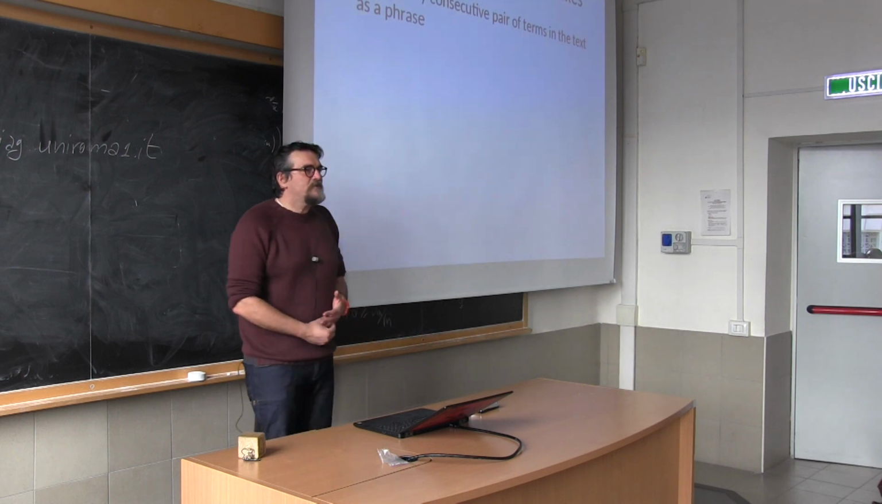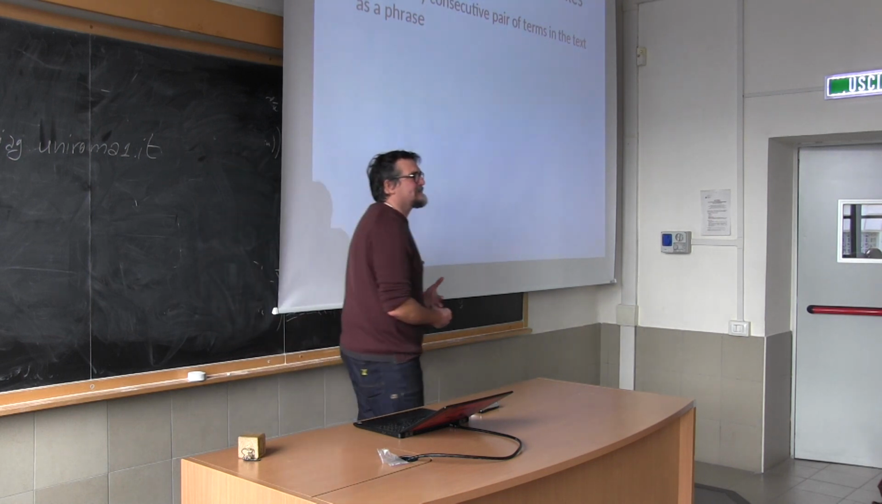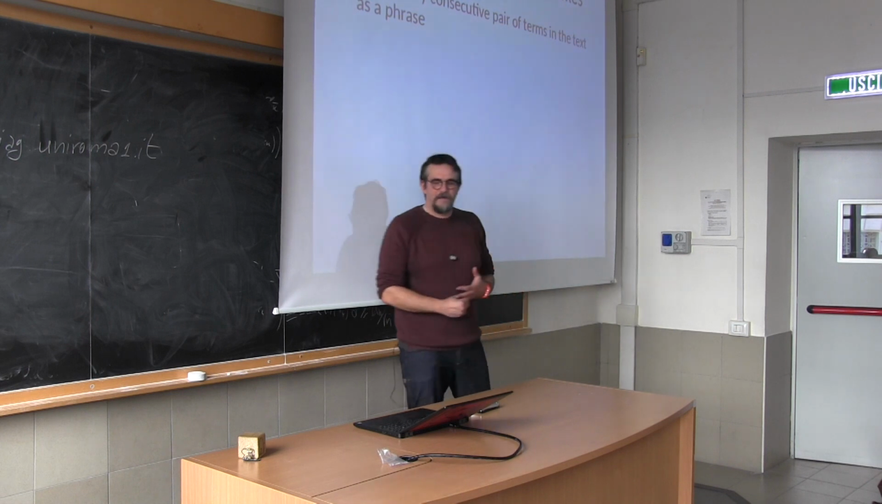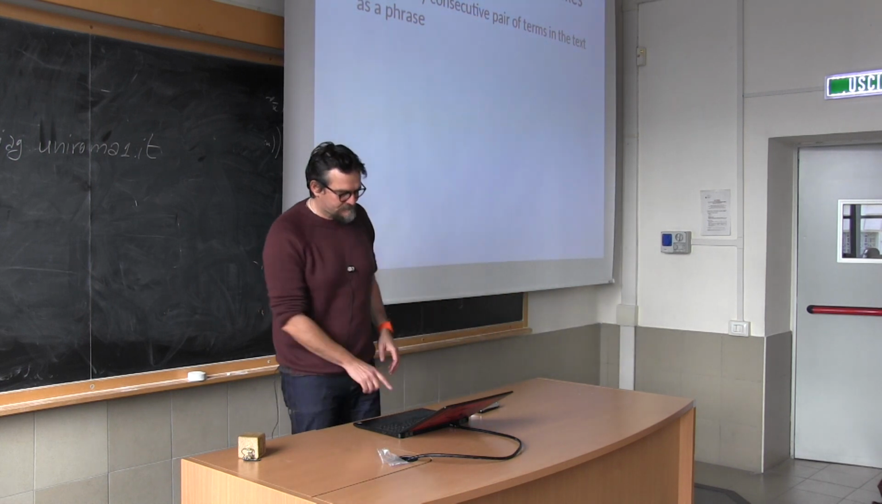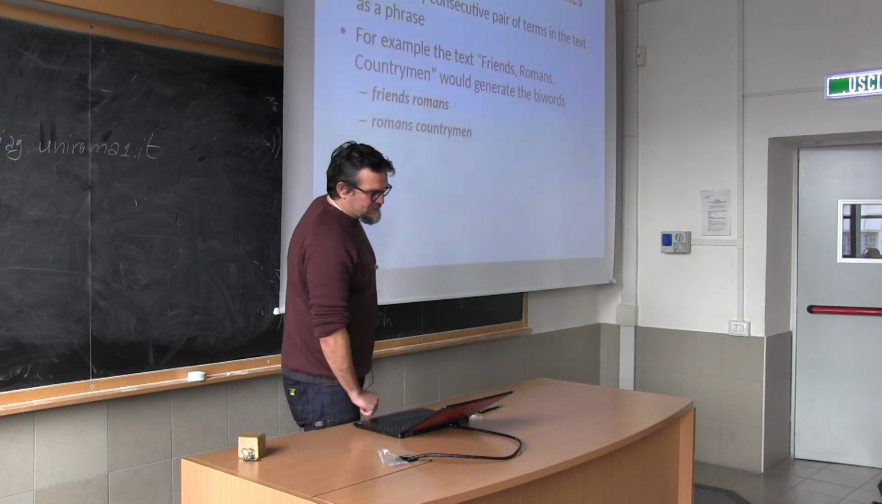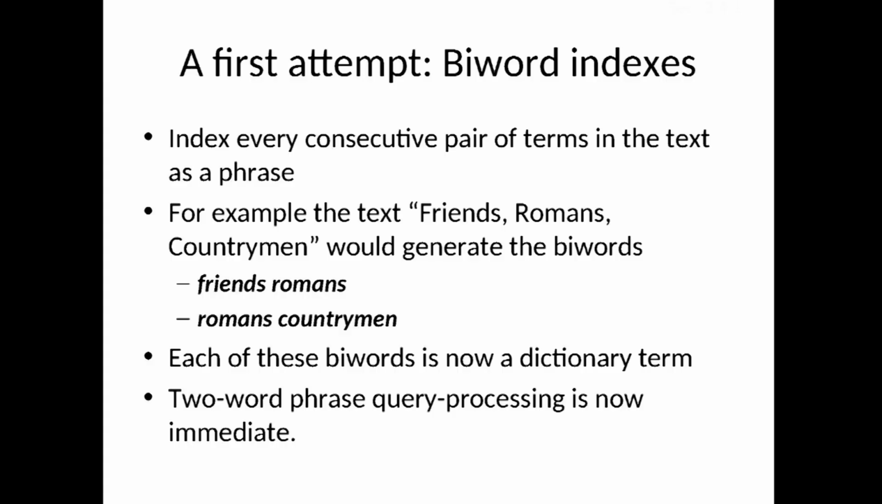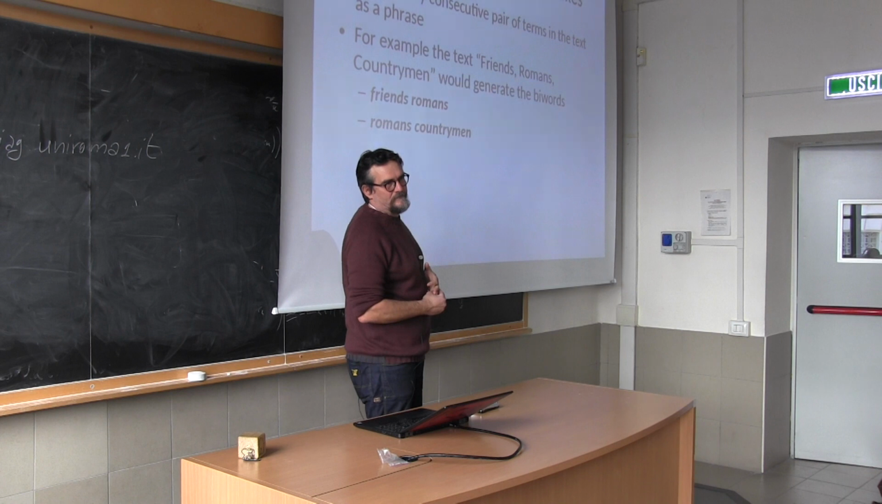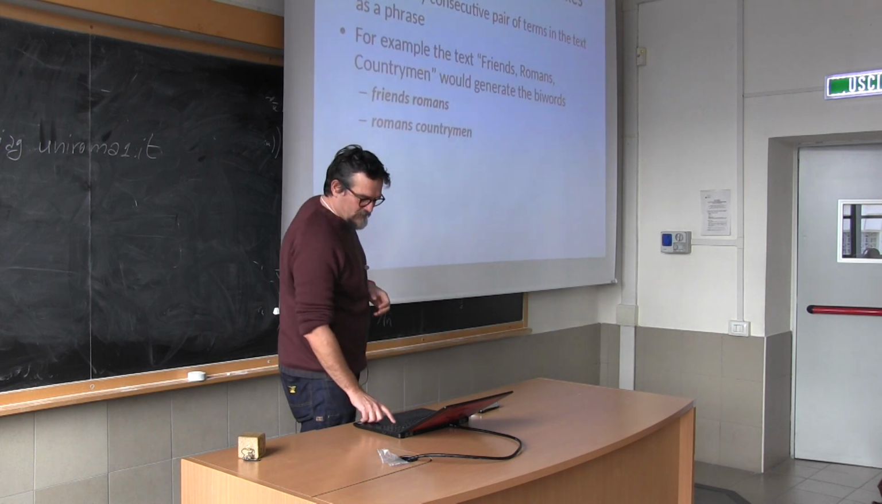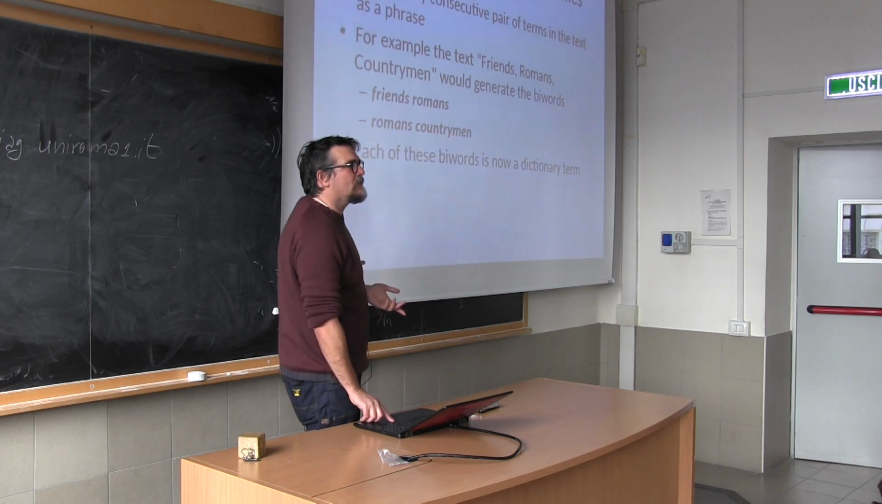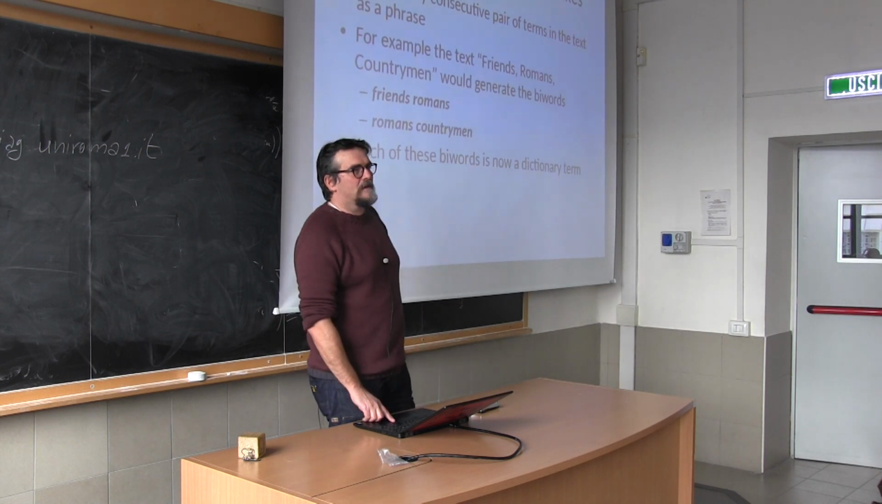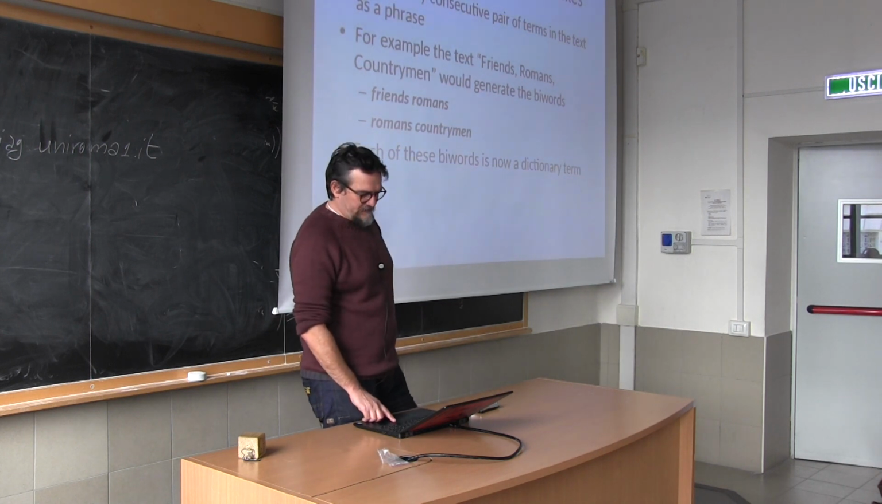So this is the first attempt, and it is named biword indexes. What you do is, instead of indexing only single terms, you also consider pairs of terms. So in this example, in which the text is friends, Romans, and countrymen, you have friends, Romans, countrymen, and then you have "friends Romans" as a term, and "Romans countrymen" as another term. Good. And now all those terms go into the dictionary.